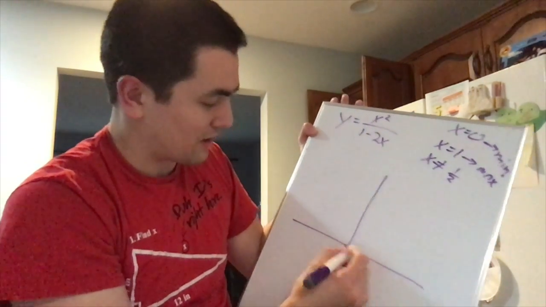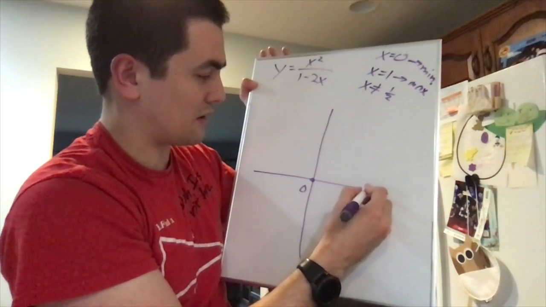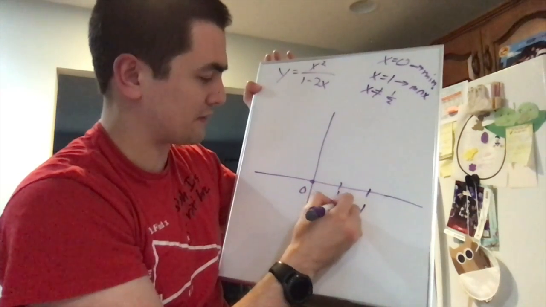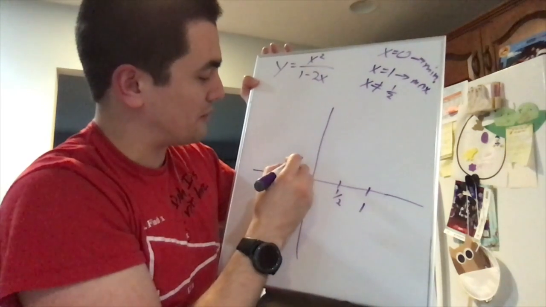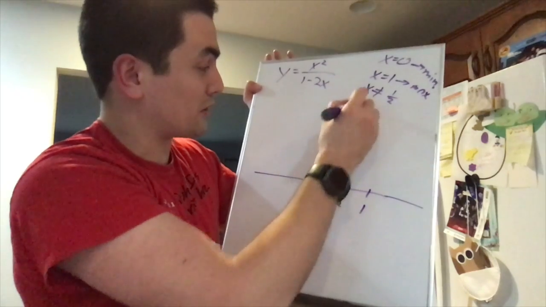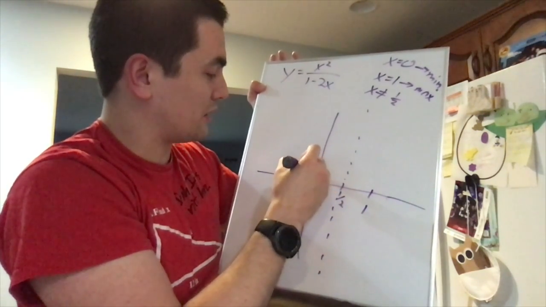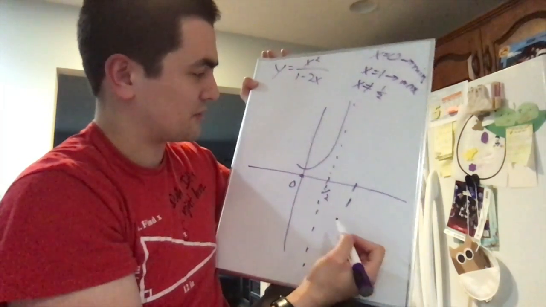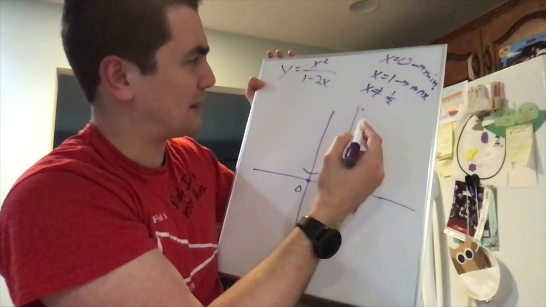All right, so let's actually start with this thing right here. So let's call this 0, let's call this 1, and let's call this 1/2. All right, so that means that this forms a minimum here. So we know, it's going to actually approach a vertical asymptote of 1/2. So we know that it's going to look a little bit like that, okay? Something like that. And at x equal to 1, it's going to have some type of a maximum.